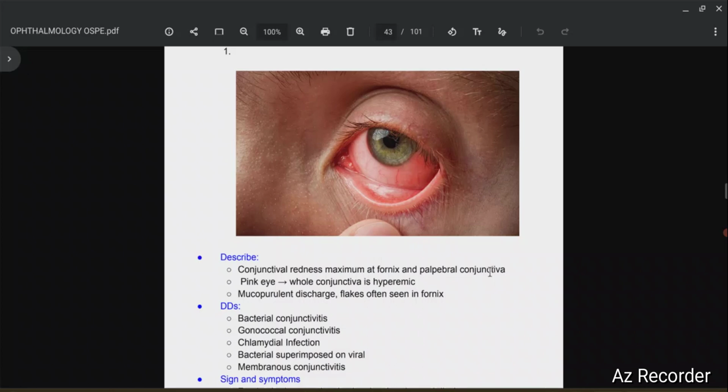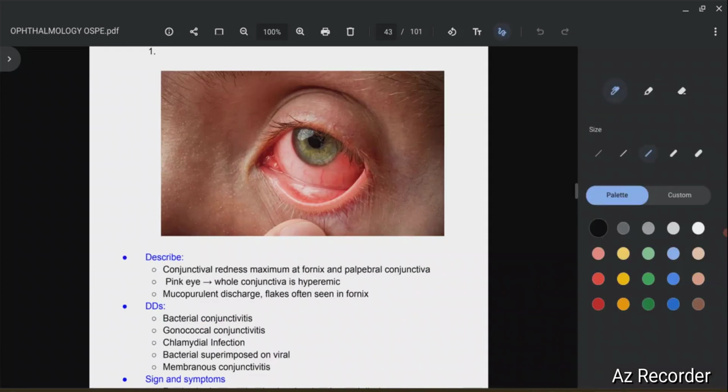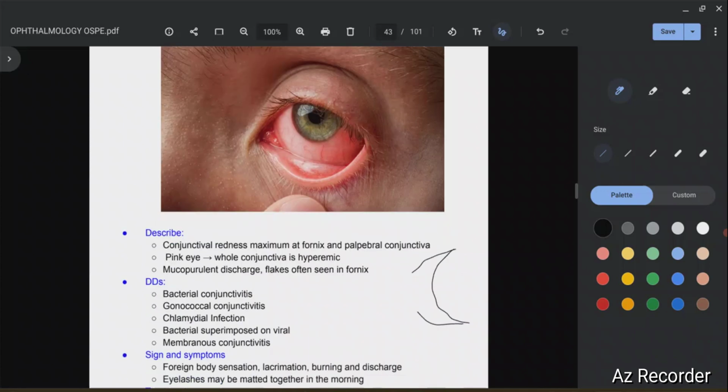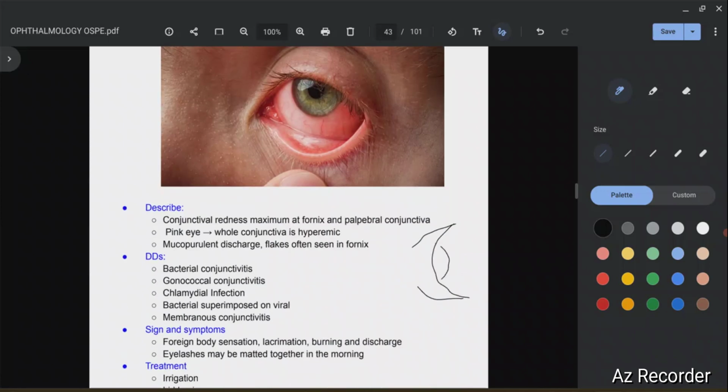Fornix is basically the reflection of your palpebral conjunctiva and bulbar conjunctiva. So if this is your eye, and this is your conjunctiva, I'm showing you the lateral view of the eye. This is your cornea and your iris, etc. And these are your eyelids.